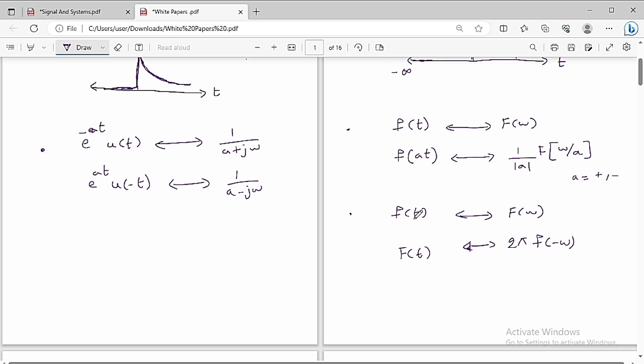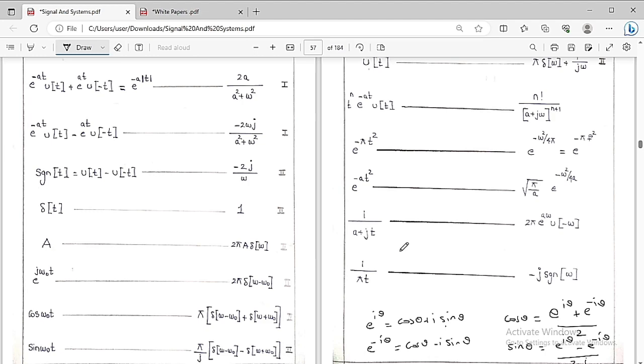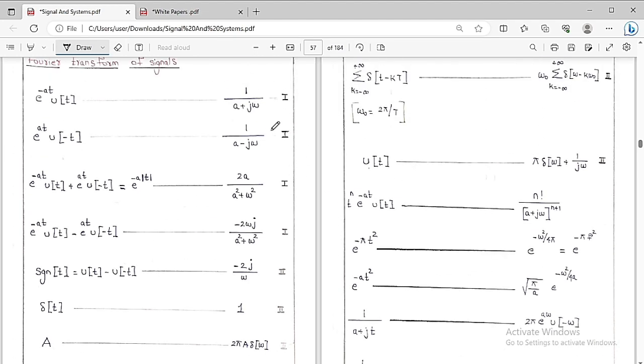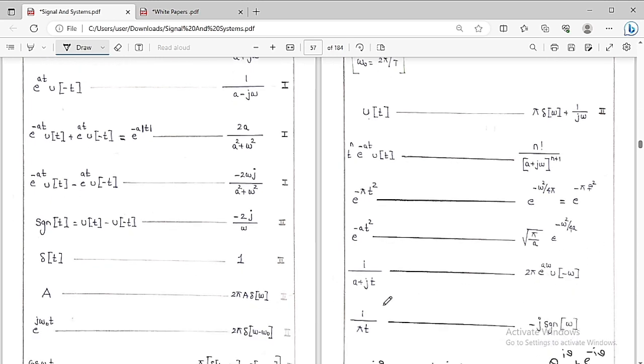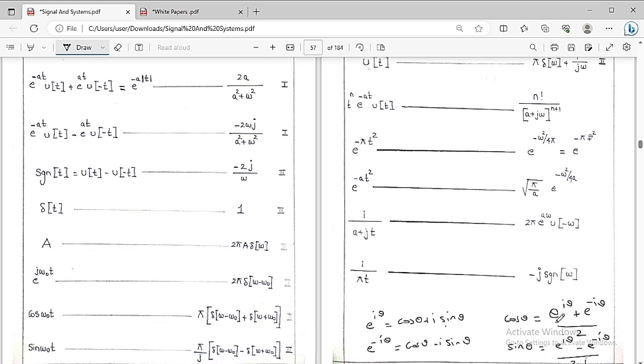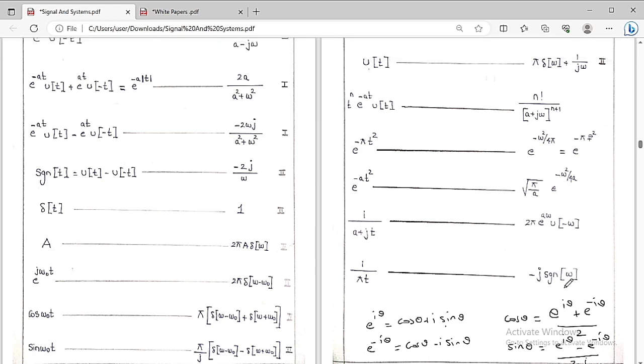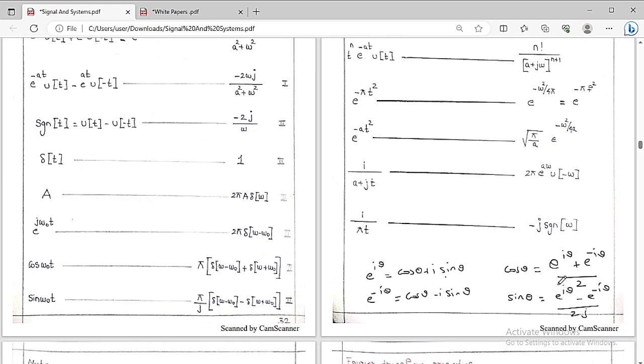So for f of t, the Fourier transform is F of omega, and for F of t, the Fourier transform is 2 pi into f of minus omega. This is what I am trying to tell you. In place of omega I have substituted t, and here in place of t, substitute minus omega and multiply by 2 pi. Then you are going to get this one. And for 1 by pi t, the Fourier transform is minus j signum of omega. These things you always have to remember.